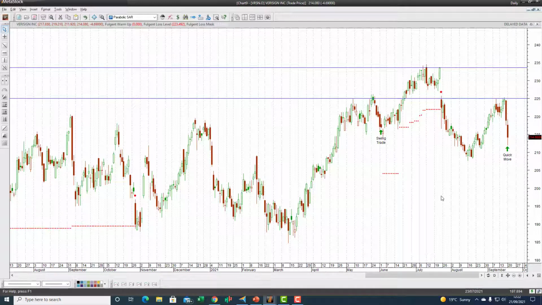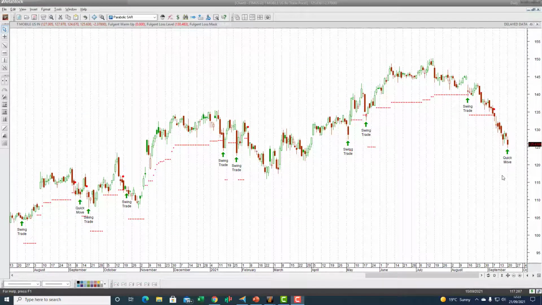So it's a high frequency, short-term trade using the quick move AI signal. Next up, T-Mobile, the next one, also a quick move signal.